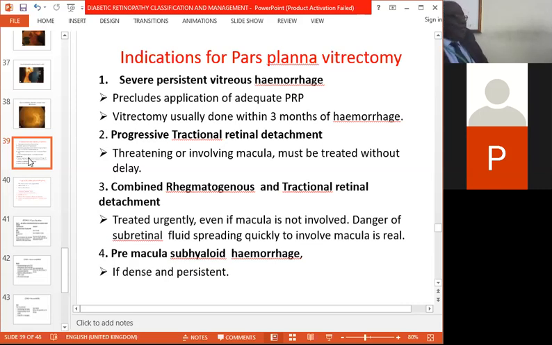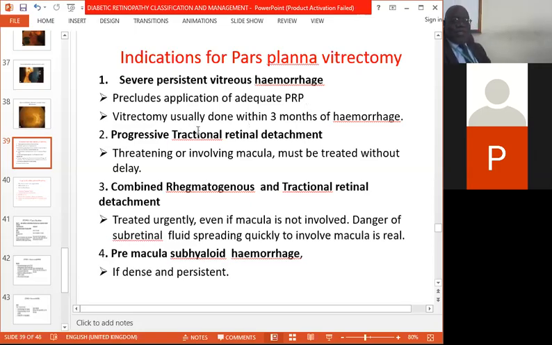So if you're going to remove that vitreous, that scar tissue behind, you go through the pars plana area, and you are in the vitreous. This pars plana vitrectomy can be done for severe persistent vitreous hemorrhage, which precludes the application of adequate PRP. If there is hemorrhage behind there, panretinal photocoagulation won't help you because you're not seeing the vessels. But once you go through the pars plana, you can get all that vitreous hemorrhage, you clear it. Okay?